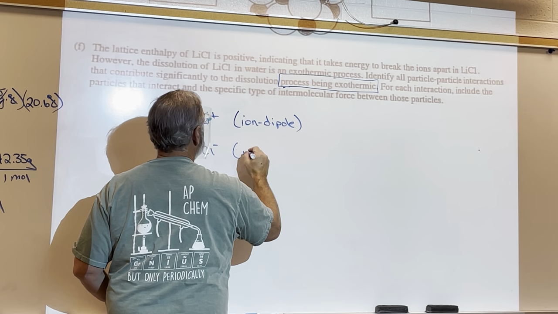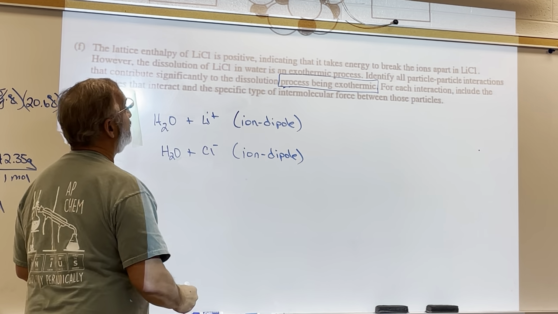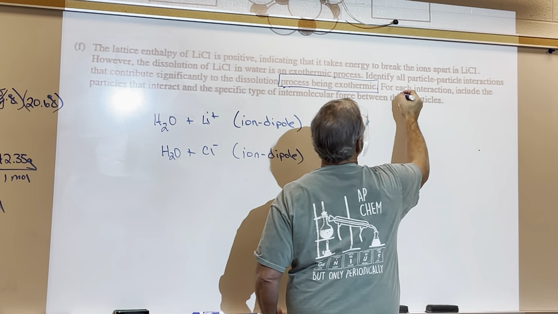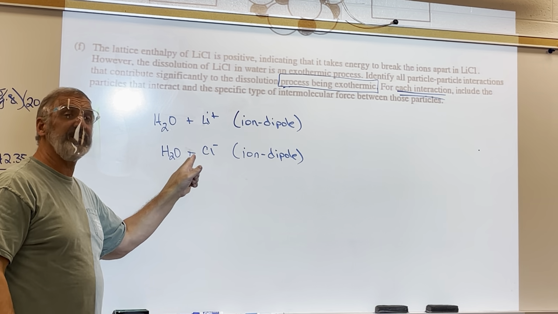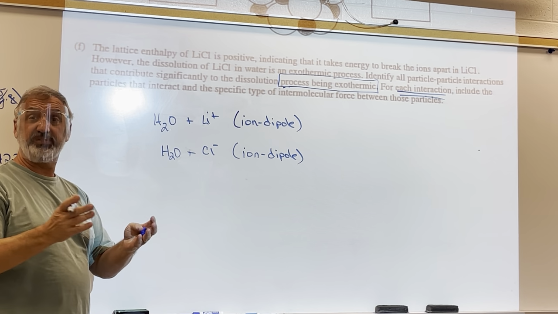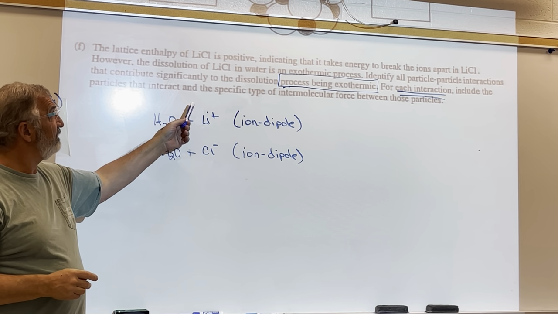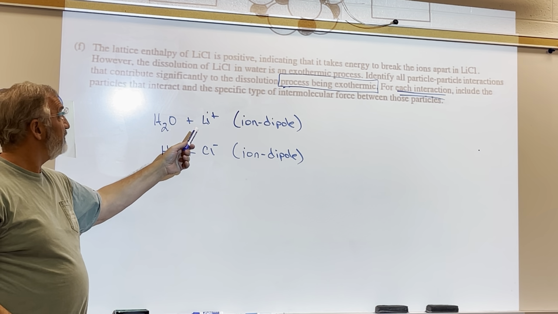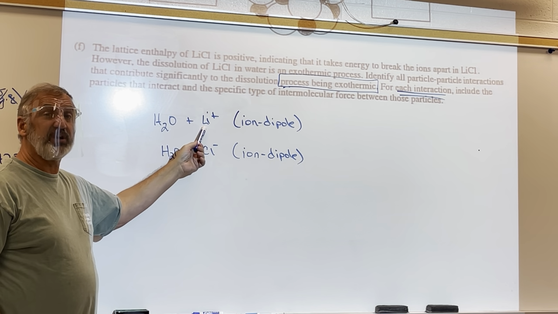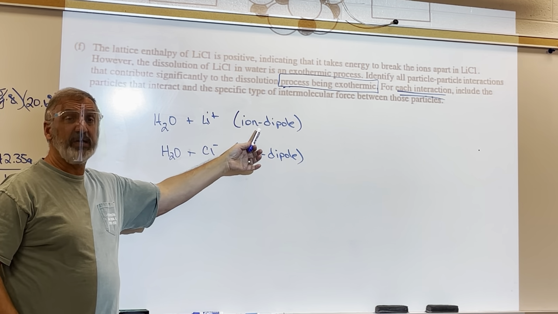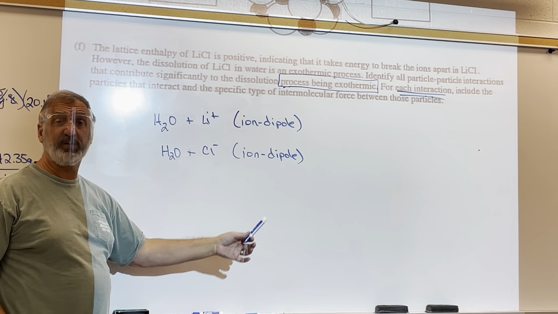Now the key is that you have to mention both of them to get credit on this question. For each interaction, well the interaction is Li plus in water, the interaction is Cl minus in water. They're two separate because they're dissociated. So you have to mention them both, and the specific type of intermolecular force between those particles. So you would say, for each interaction, include the particles that interact. Lithium will be attracted to water by strong ion-to-dipole attractions, and the chloride ion will be attracted to water also by ion-to-dipole attractions.